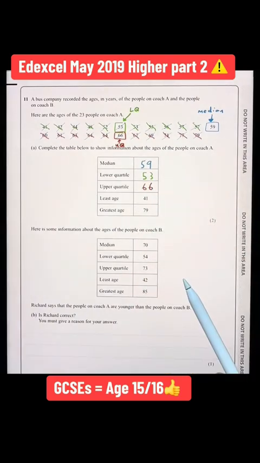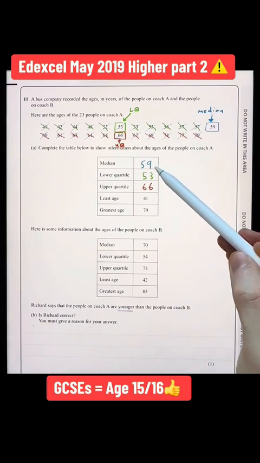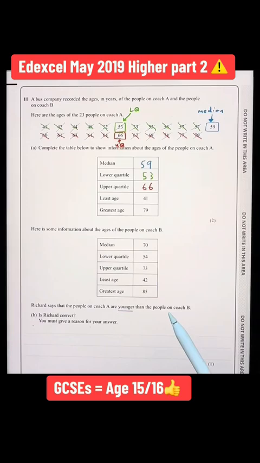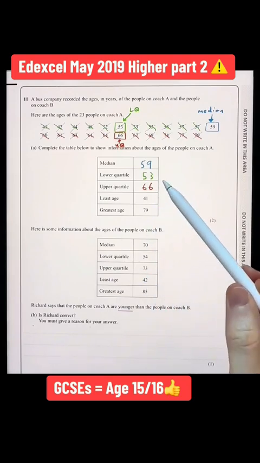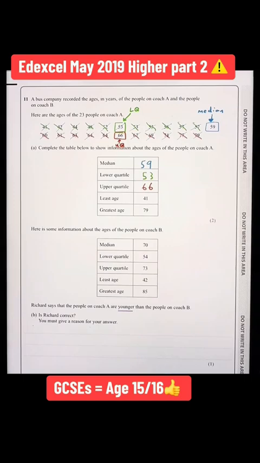We are now given some information about the ages on coach B. Richard says that the people on coach A are younger than the people on coach B. Is Richard correct? You must give a reason for your answer. Well, if we look at the medians, the median age on coach A is 59, whereas the median age on coach B is 70. So in this case, yes, Richard is correct, as the median age on coach A is less than the median age on coach B, as 59 is less than 70.